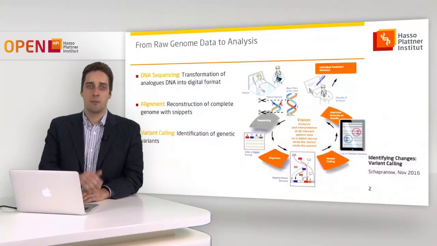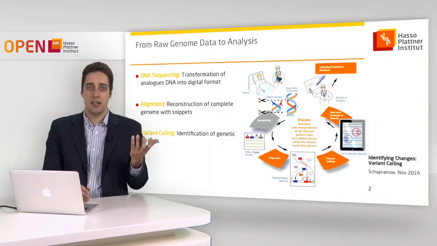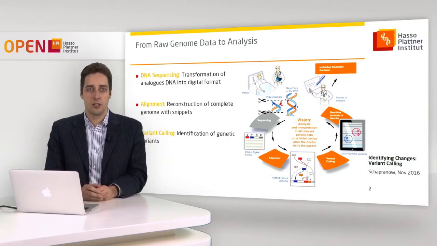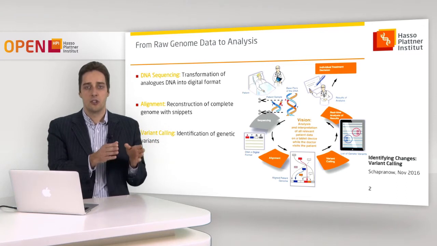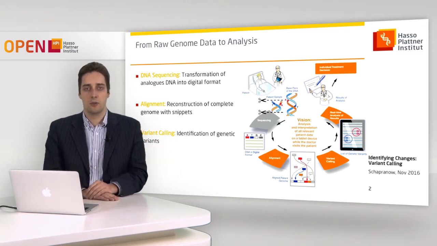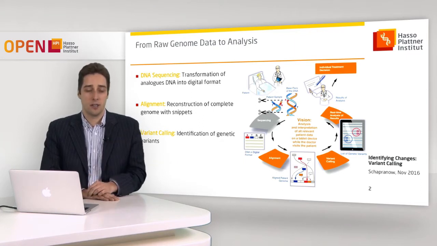So again, recap this picture. We have already talked about the DNA sequencing, how the sample is digitalized, then about the alignment, how to get out of the short DNA chunks a longer genome using a reference genome. And now we are in the phase of the variant calling.